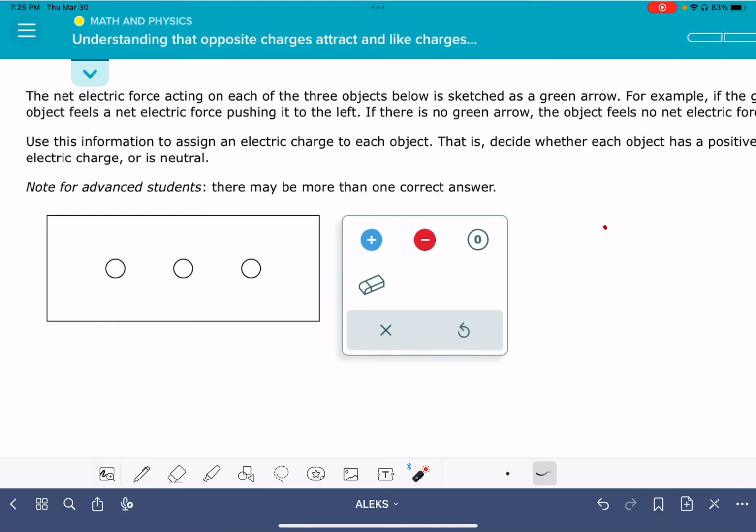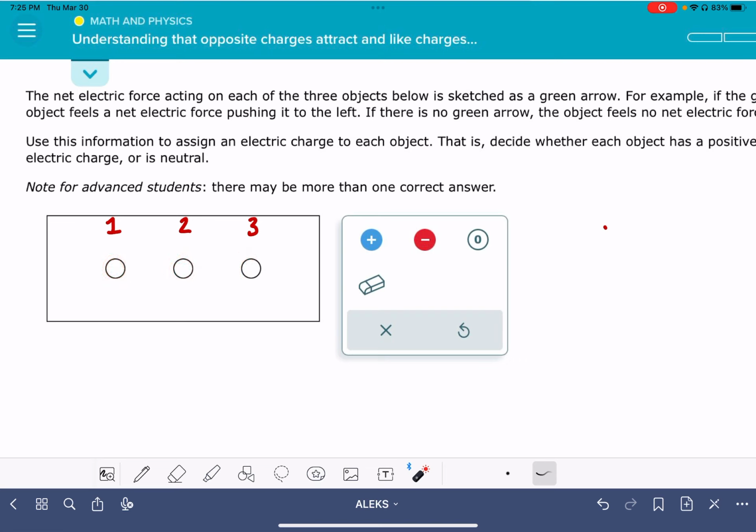In this video, we're going to work on the ALEKS problem called Understanding that Opposite Charges Attract and Like Charges Repel. This problem is telling us the net electric force acting on each of the three objects below is sketched as a green arrow. So here we have three objects. I'm just going to call them object number 1, number 2, number 3.